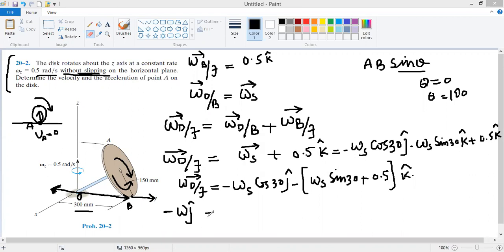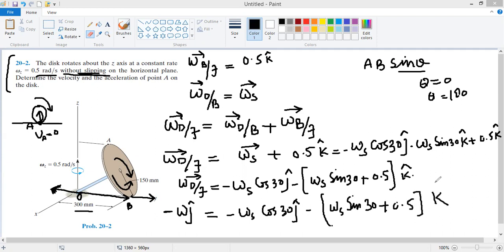Anyway, we can write this as minus ws cos 30 j cap minus ws sine 30 plus 0.5 k cap. Now balance the vectors. We have ws sine 30 plus 0.5. We do not have a component, therefore this term is equal to 0. Let me rub it over here so we can write it over here.